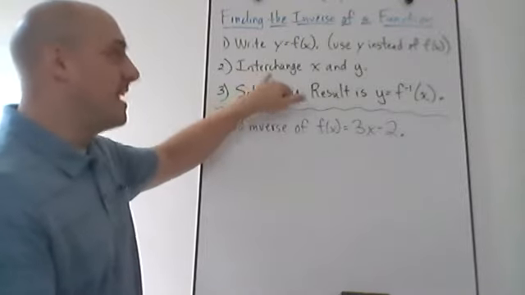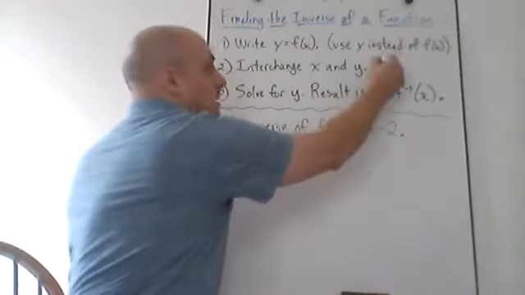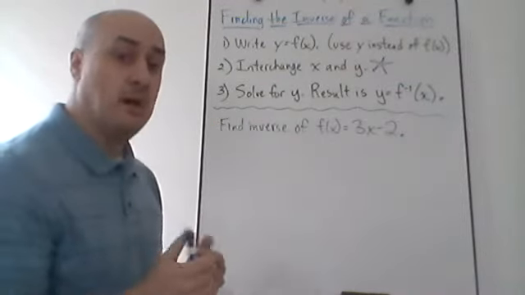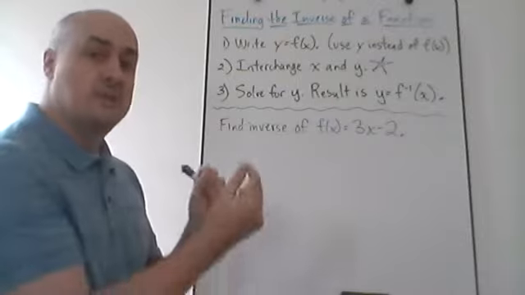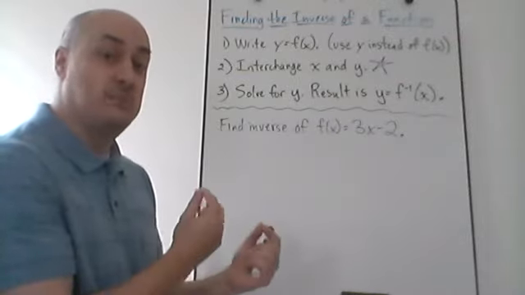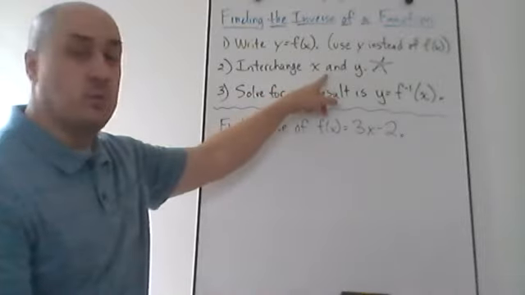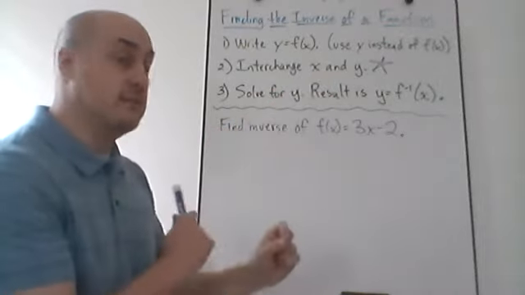Step number two, the key step when you're doing one of these, let me put a star next to that, because that's the key thing. We interchange the x and the y. Again, the definition of an inverse function is it switches the input and output values from the original. It switches the x and the y coordinates. So if we want to find the inverse, we do exactly that. We switch all the x's and the y's.